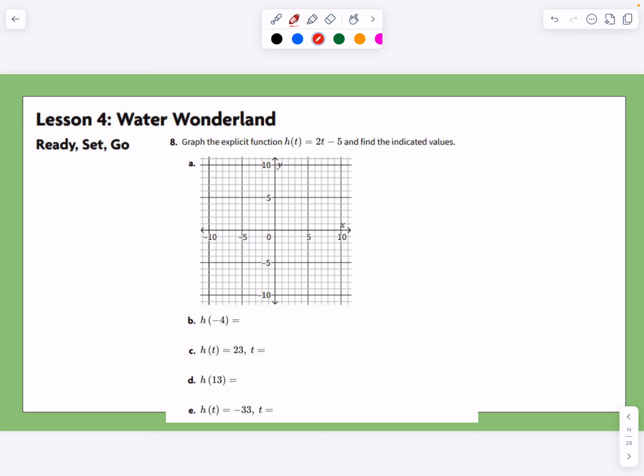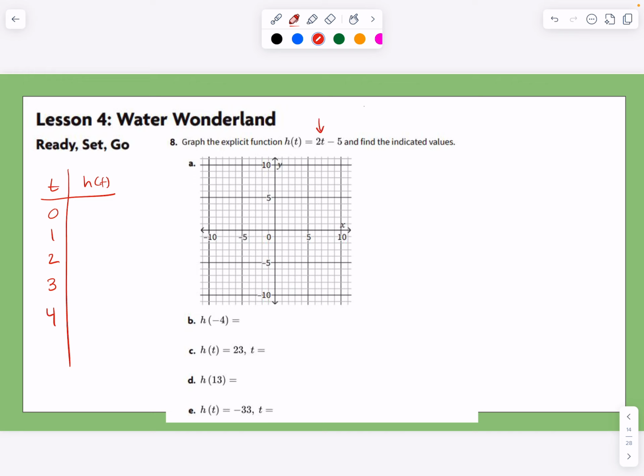Number 8, graph the explicit function h of t equals 2t minus 5 and find the indicated values. Okay, so to graph this one, the way I'm going to do it is we're just going to make ourselves a little table like we've done before. So we're going to say t and h of t, and we're going to draw our t chart like so. And I'm just going to drop in some numbers: a 0 and a 1 and a 2 and a 3 and a 4. And then we're going to plug them into here.